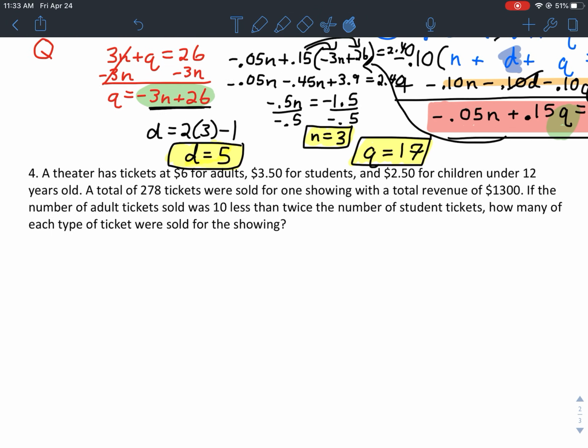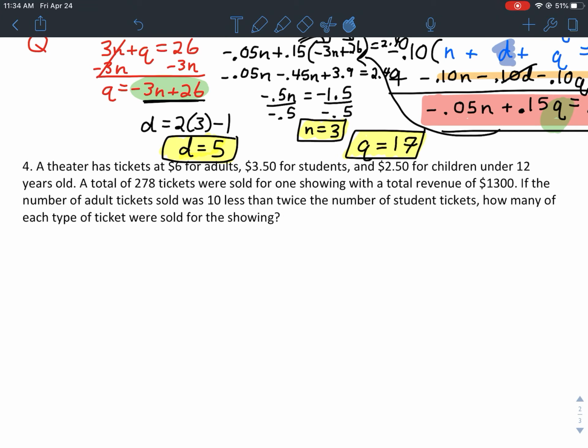So for number 4, it says a theater has tickets at $6 for adults, $3.50 for students, and $2.50 for children under 12. A total of 278 tickets are sold. Okay, so we have 3 different types of tickets here. We have the adult tickets. We have student tickets. So I'll call the adult ones A, student tickets S, and children's will be C. So we know if we add all of those tickets up, we have a total of 278 tickets.